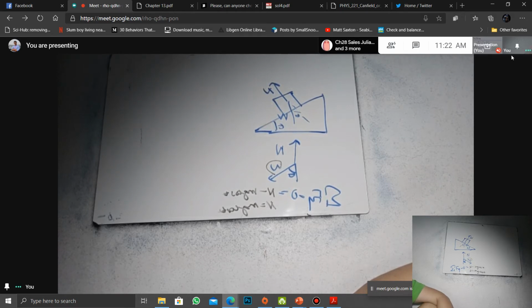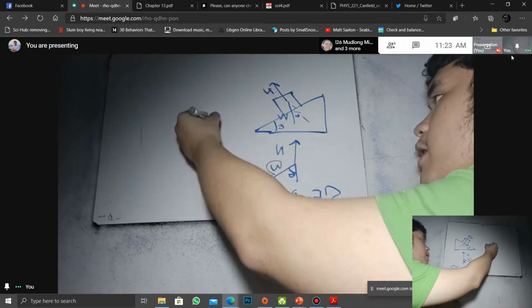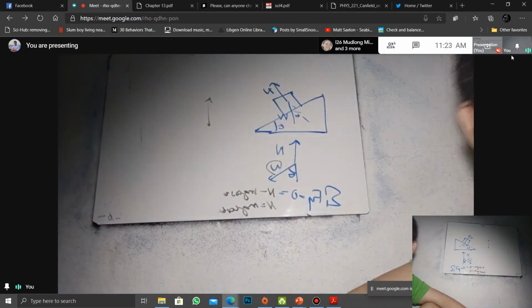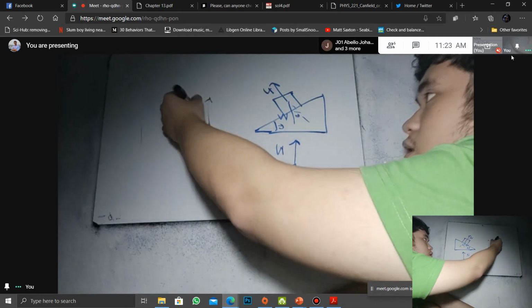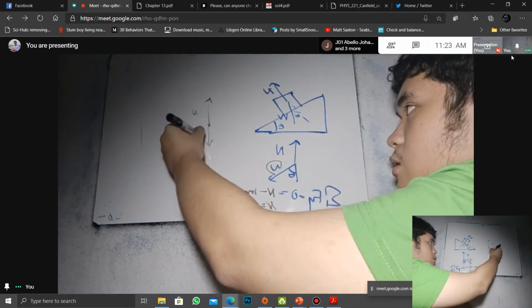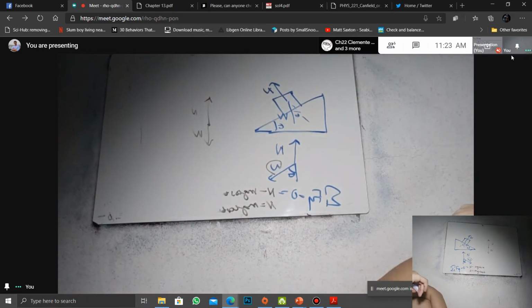Okay, number 10. A 50 Newton crate sits on a horizontal floor where the coefficient of static friction between the crate and the floor is 0.5. A 20 Newton force is applied to the crate acting to the right. What is the resulting static friction force acting on the crate? Static friction force. Okay, let's draw the free body diagram. Normal force. Weight. Tapos, papunta sa right yung force.